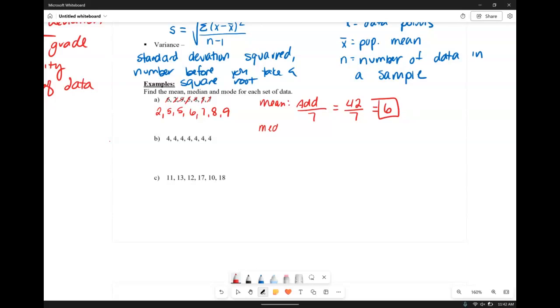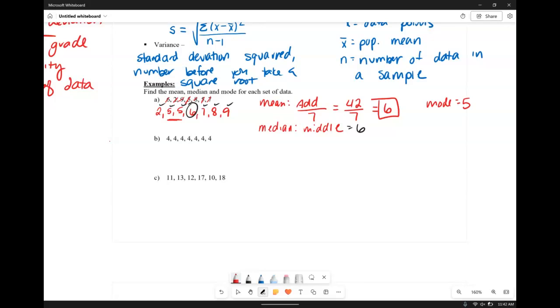All right, median is the number in the middle. So I'm going to start at each end and work my way towards the middle. And it looks like 6 is also our median. Okay, mode is the number that occurs the most. Looks like 5 repeats, and that's the only one. So mode is 5. Okay.